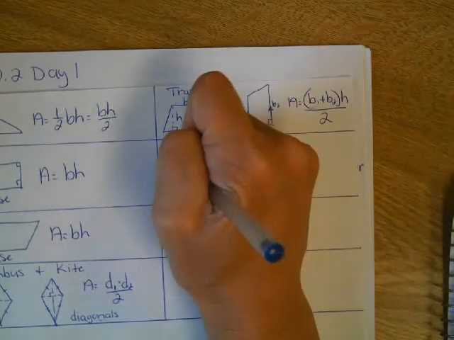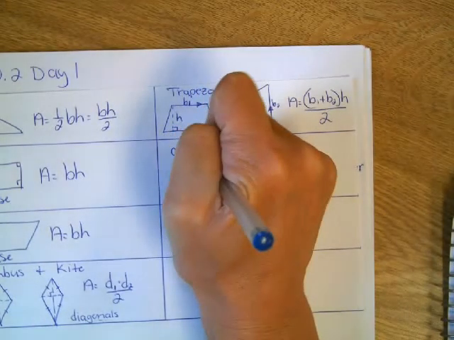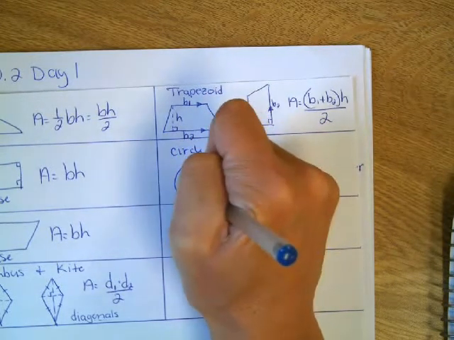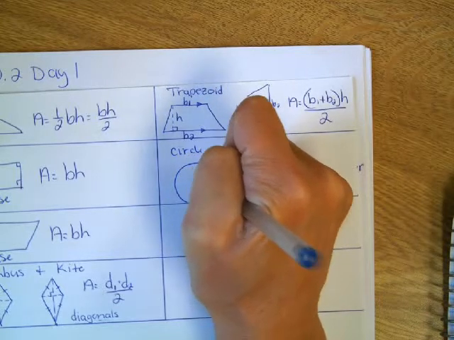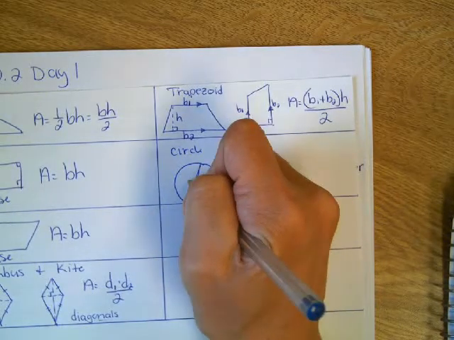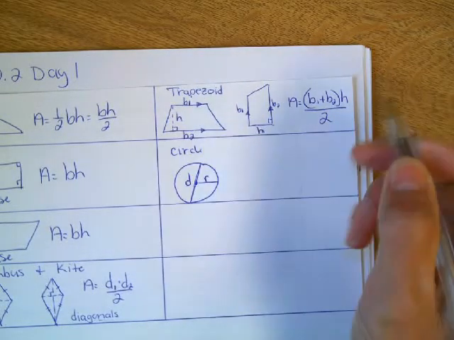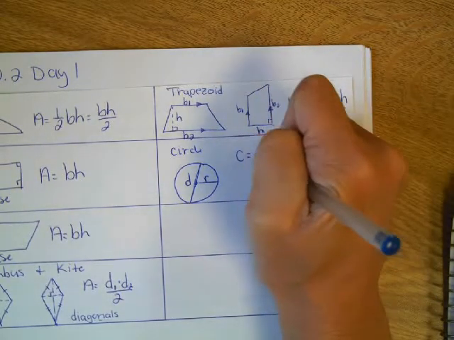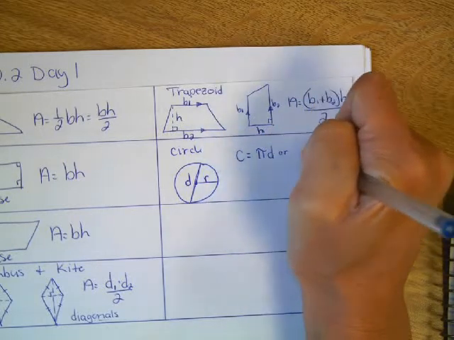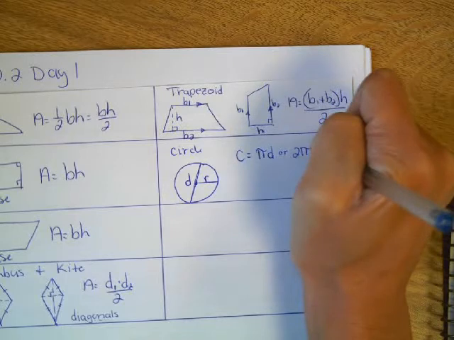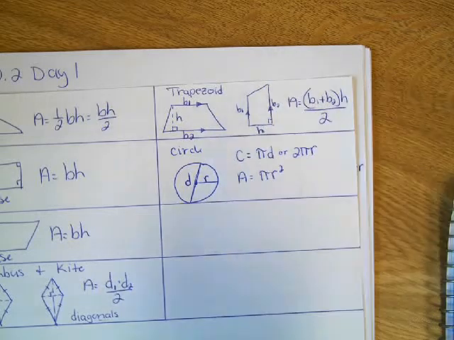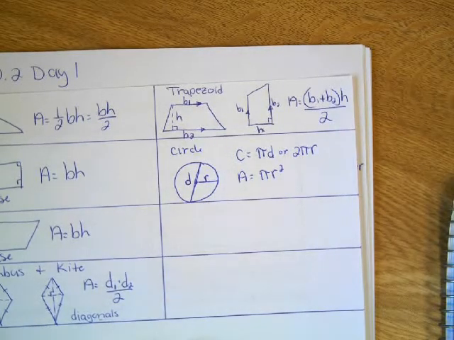So we've got our circle. Where we're going to show a radius. And a diameter. Circumference is pi d or 2 pi r, and area is pi r squared. So everything's going to be handy here.